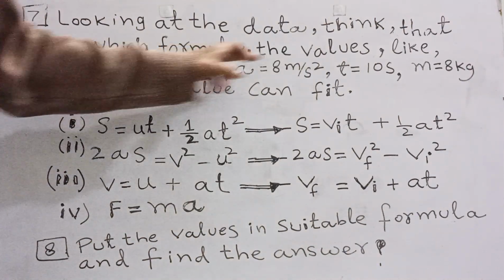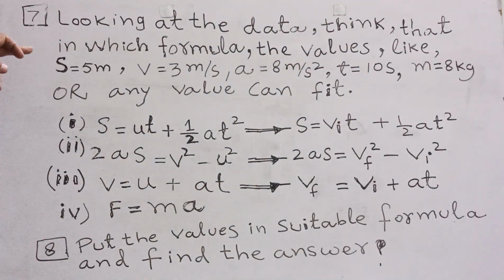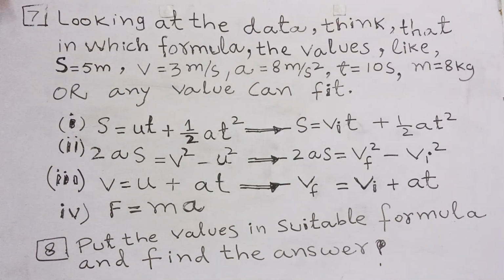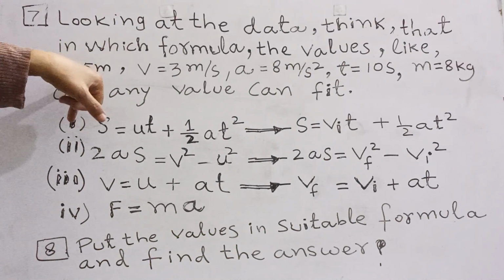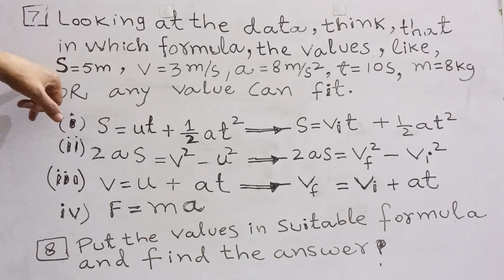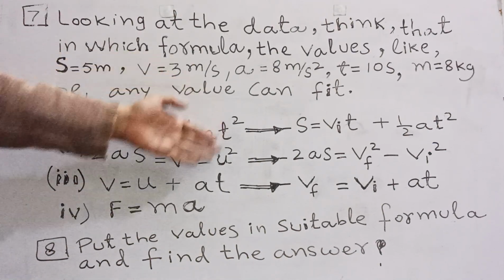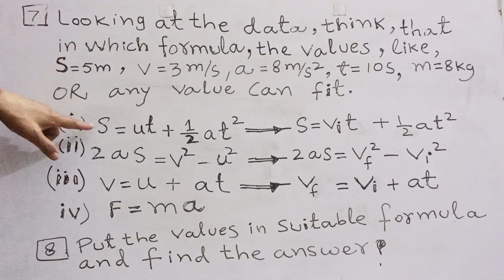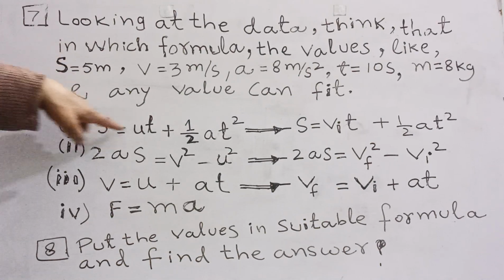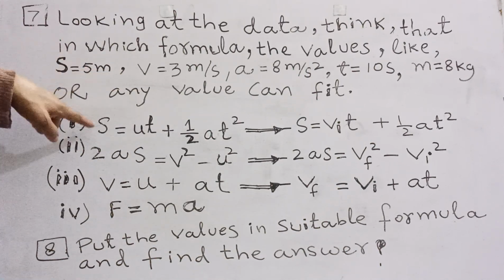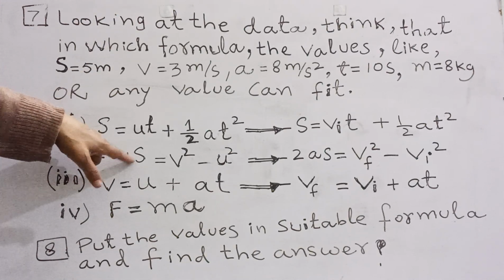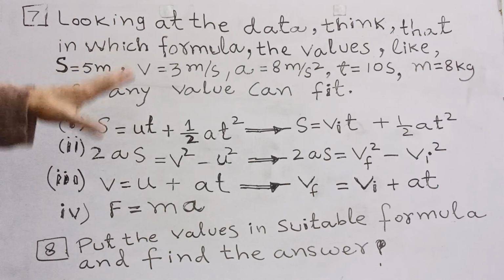Now, looking at all these data, just try to see in which of these formulas they can fit. For example, 5 is the magnitude and meter is the SI unit; S is the displacement. So look for the symbol S. Here is S, here is S. It means we will put 5 meter here if we are using this formula. If we are using this formula, we will put the value of S, 5 meter, over here.